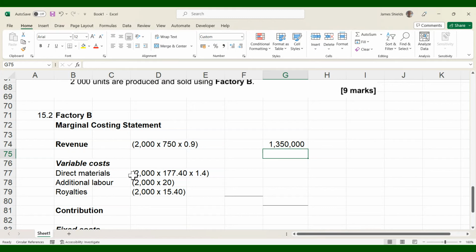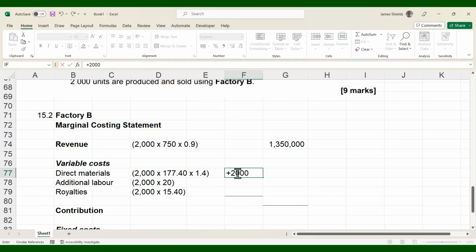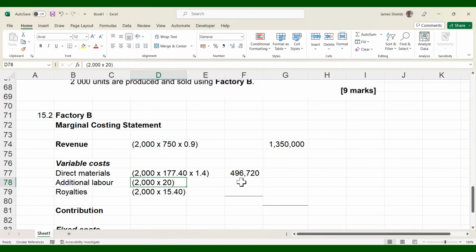Direct materials, again, it's 2,000 units. Price of materials was £177.40 for the previous machines, and for the new machines, it's going to increase by 40%. It's going to be times 1.4. So 2,000 times 177.4 times 1.4 is going to give us £496,720. So that's your direct materials for the 2,000 wash machines. Additional labour, again, it's 2,000 units. As we saw before, it's £20 per unit. So you can have 2,000 times £20. It's going to give us £40,000.